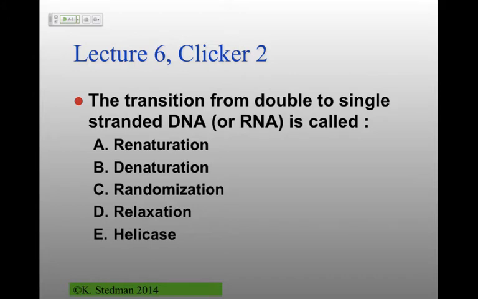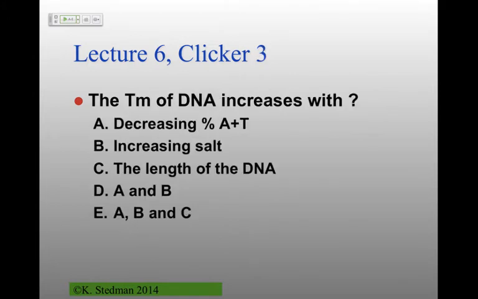Our third clicker question today is the Tm of DNA increases with decreasing percent A plus T, increasing salt, the length of the DNA, A plus B, and A, B, and C.